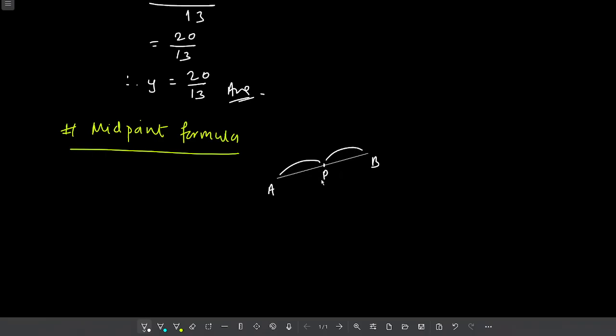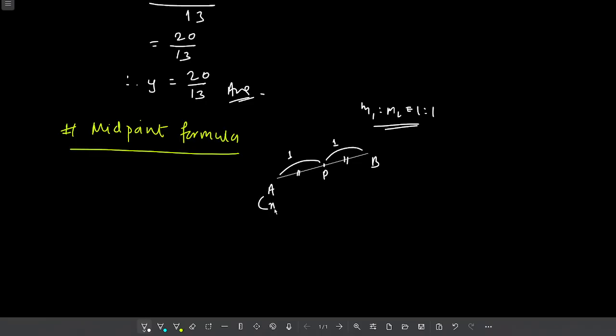And if we relate this with our section formula, then P is the point that divides the line AB in the ratio of 1:1. Means equal parts. M1 is to M2 will be equal to 1:1. It means this part and this part are equal. So such a point is called a midpoint. Midpoint is any point that divides the line into two equal halves.